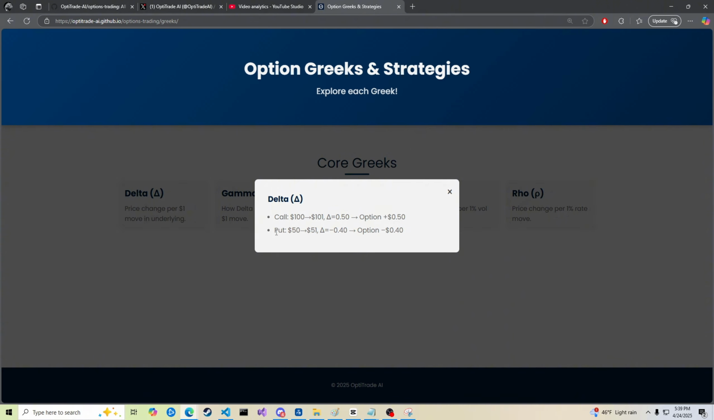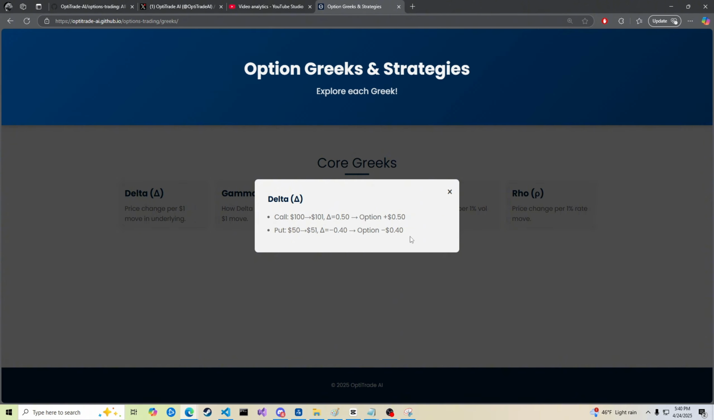On the flip side, if we had a put contract and the stock went from $50 to $51, we would have a negative delta. And in this case, we would have negative 0.4. The option would lose 40 cents if we had a $1 move in the stock. And so you can think of delta as a rough probability of finishing in the money. So when you see things like 0.5 for delta, you could imagine that you have a 50% chance for that option to expire or finish in the money.